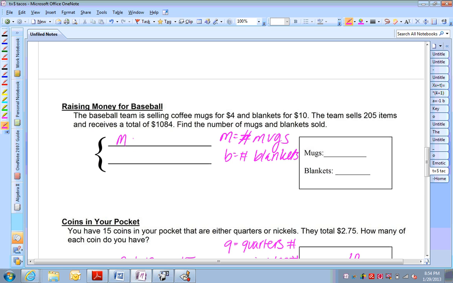And the number of mugs, which is M, plus the number of blankets has to total 205 because they sold 205 items. Okay? And the cost of a mug was $4. So 4 times the number of mugs gives you the total amount of money they made in mugs, plus the money they made in blankets, which could be represented by 10B, $10 times the number of blankets they sold. And they have to add up to $1,084.